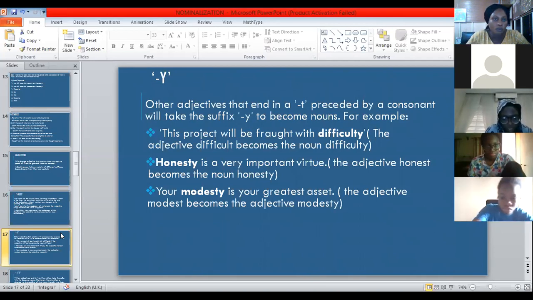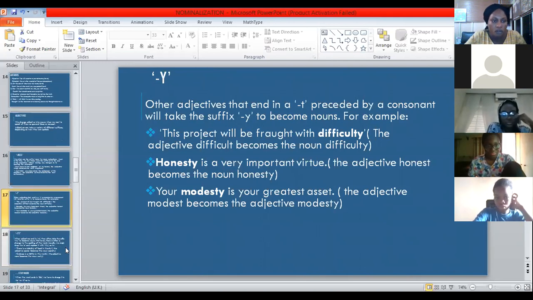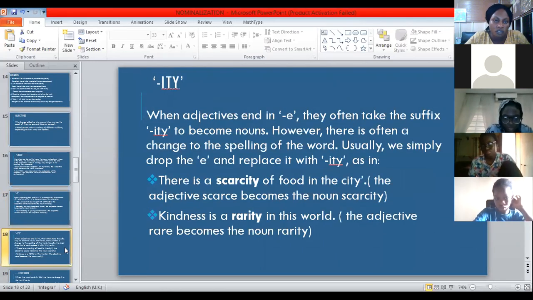In all of these examples, like we have said, so long as the word ends with a T and is preceded by a consonant, what do we do? We simply add the suffix y and we nominalize them, as simple as that. See how an adjective can turn into a noun by just a simple addition of one letter or two, and we get a noun out of it.